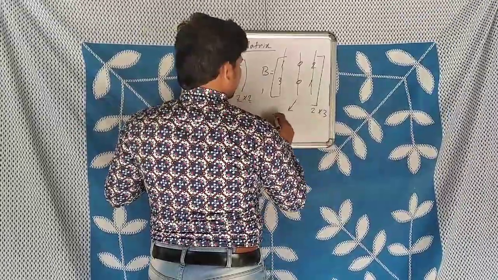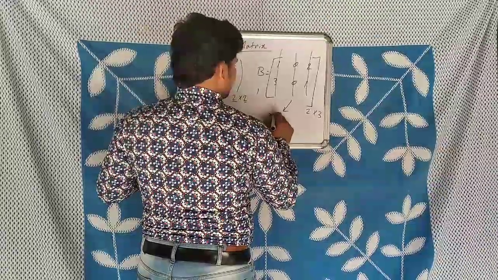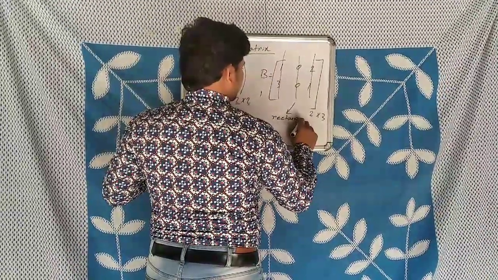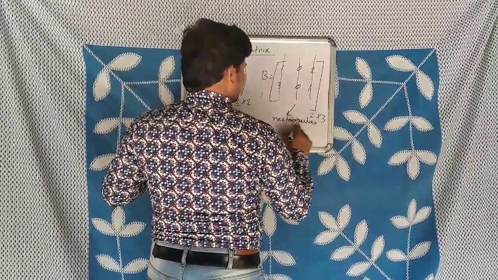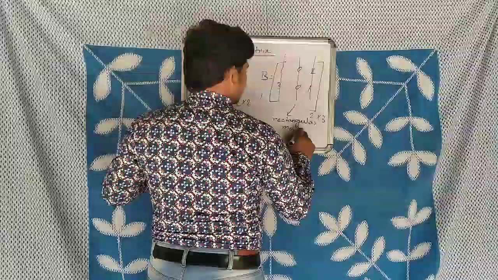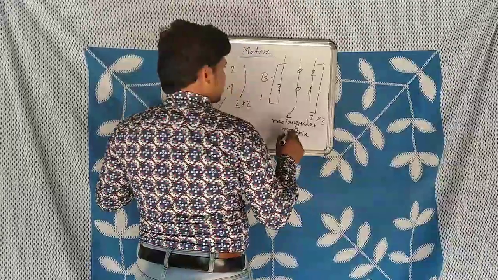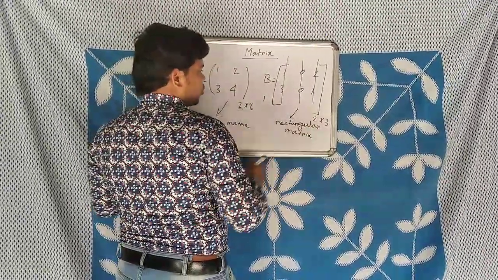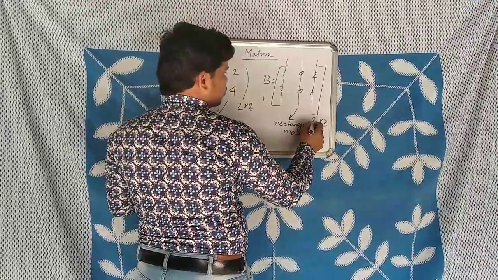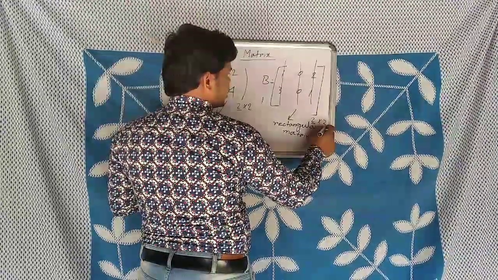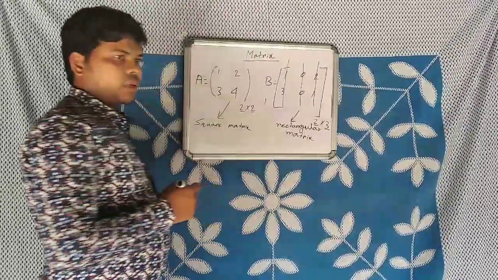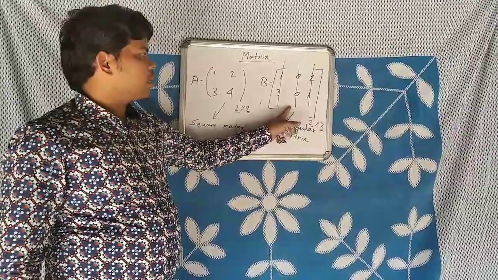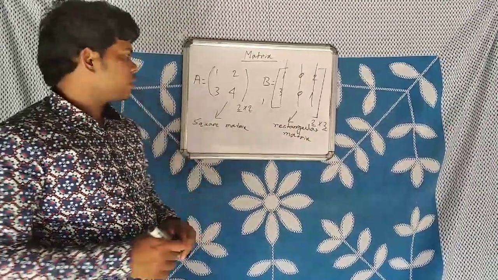And this matrix is called a rectangular matrix. Why is this matrix a rectangular matrix? Because here the number of rows is 2, and the number of columns is 3. They are not equal. The number of rows is not equal to the number of columns. That is why this matrix is an example of a rectangular matrix.